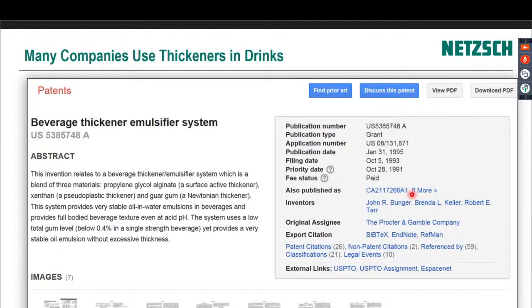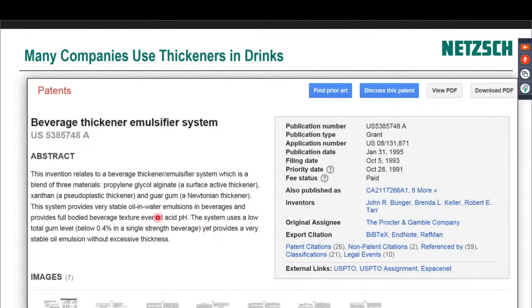This is just showing you one of the Procter & Gamble patents here for thickening up beverages. Very interesting that they do this. And so you see here they've got 3 thickeners. There's the propylene glycol alginate, which is a surface active thickener, xanthan gum, which is a pseudoplastic or shear thinning thickener, and guar gum, which is a Newtonian characterization thickener. And by mixing these together in certain quantities, you can actually stabilize this beverage.